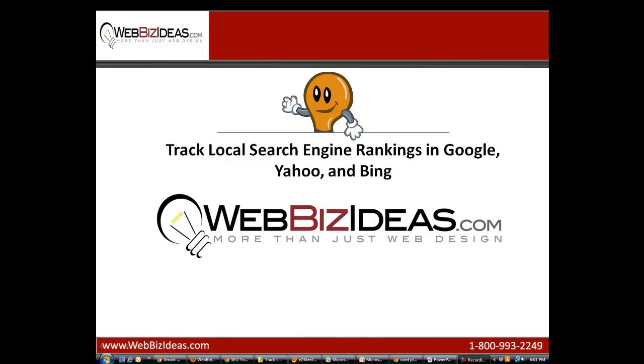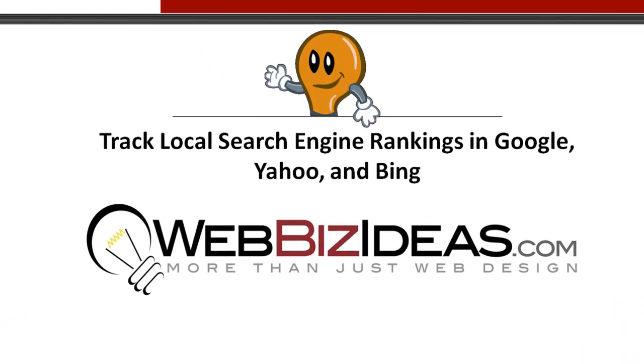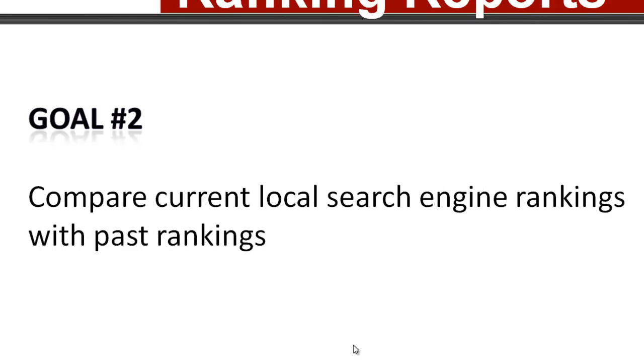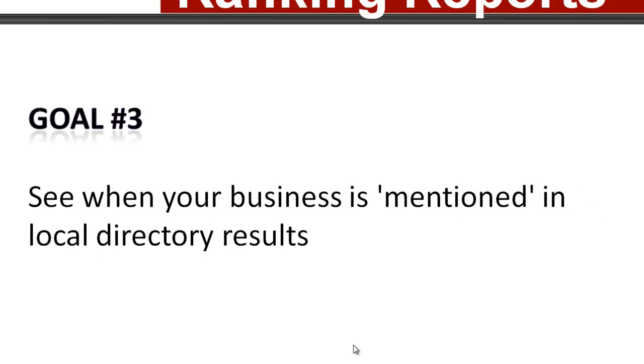This tutorial is to teach you how to track local search engine rankings in Google, Yahoo, and Bing. Now the main objective of this tutorial is to learn how to track all the keywords you want to rank for within the locations that your business serves online. And you want to do this not only to have your current rankings but also your past, so you can compare and contrast and see if you're moving up in the rankings or if you're moving down.